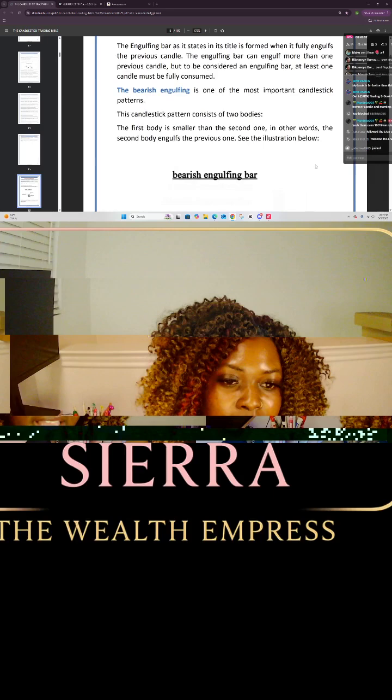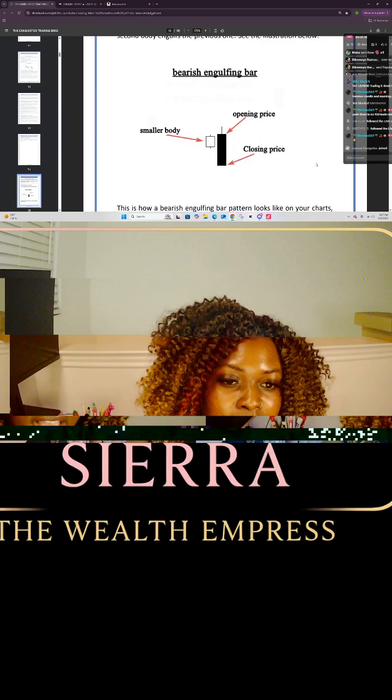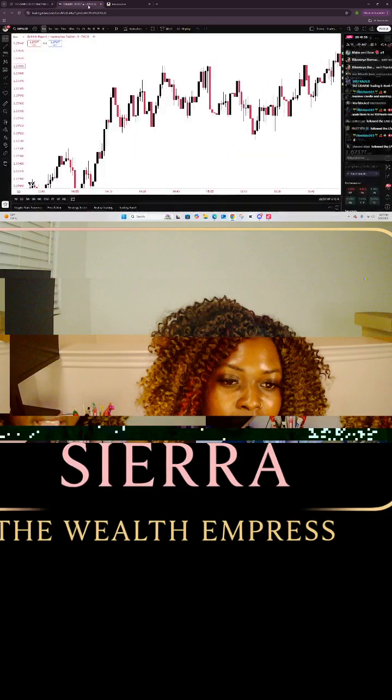The bearish engulfing is one of the most important candlestick patterns. This candlestick pattern consists of two bodies. The first body is smaller than the second one. In other words, the second body engulfs the previous one. All right. And this is the illustration. Okay. So you have a smaller body. And remember, price opened, price pushed up, and then the bears came in and price closed down here, signifying that the bears are coming in. And remember, we have an engulfing right here.